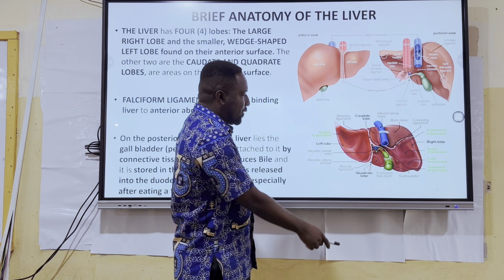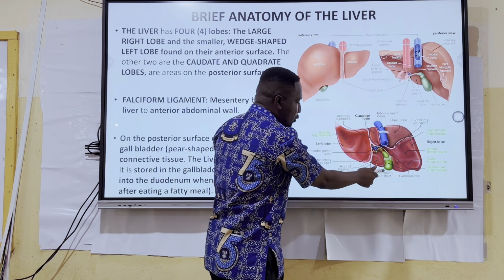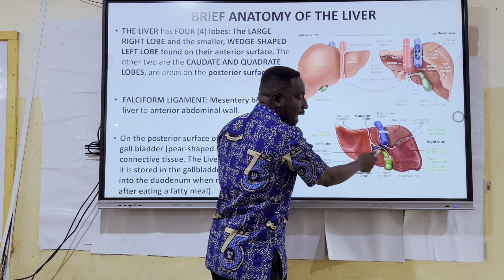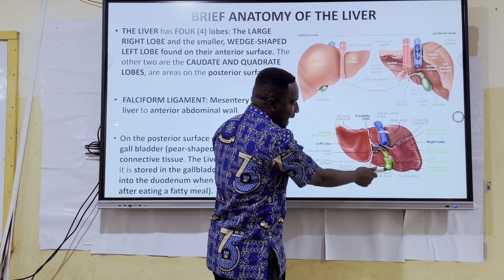And then again, at the posterior wall of the liver, we can also see the pear-shaped gallbladder that is found there. Can you see the gallbladder? Yes.